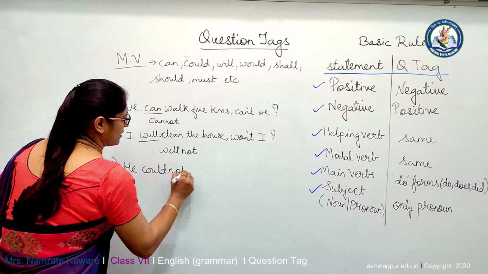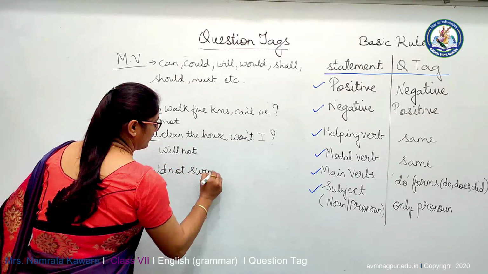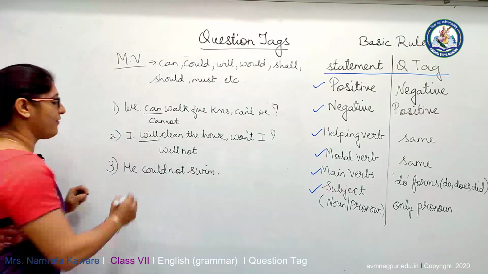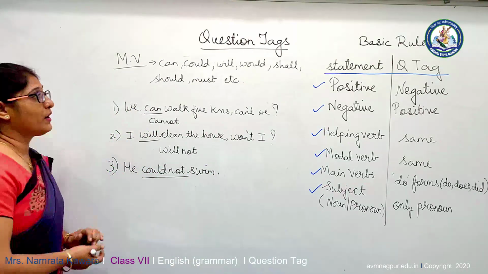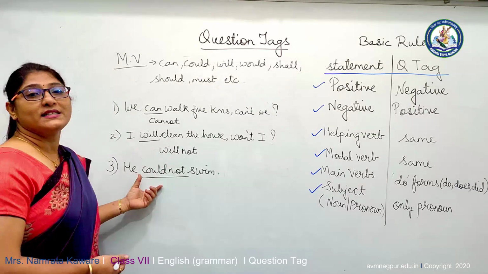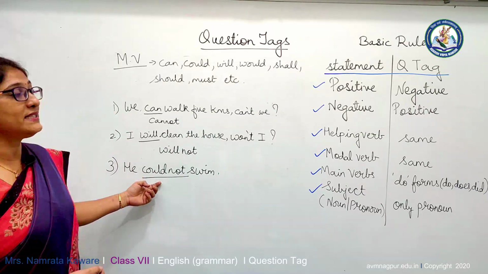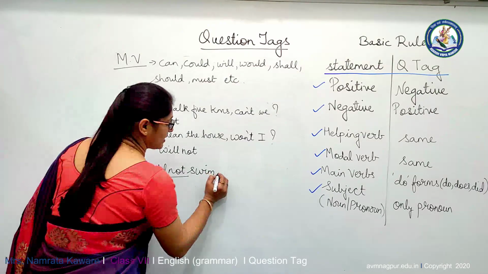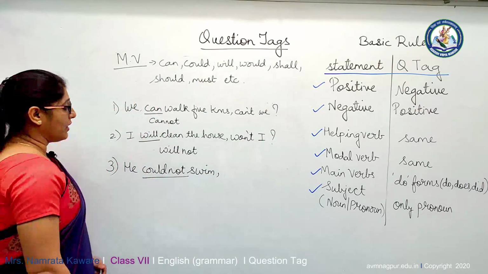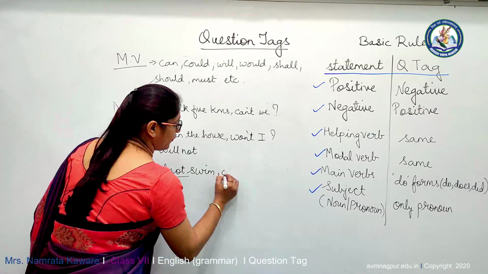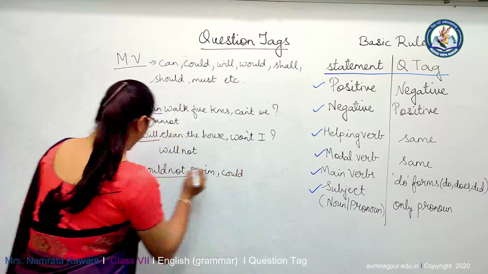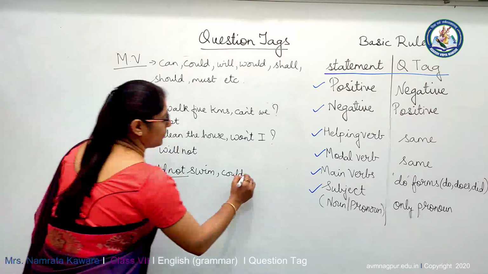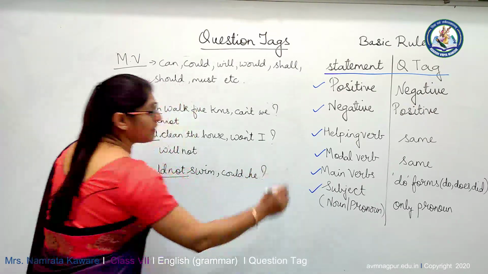He could not swim. Here we have got a modal verb could over here, but the sentence is negative. If the sentence is negative, the tag has to be positive. Remove the full stop, add a comma, and the positive form of could not is could, and we have already got a pronoun over here, could he, and a question mark.